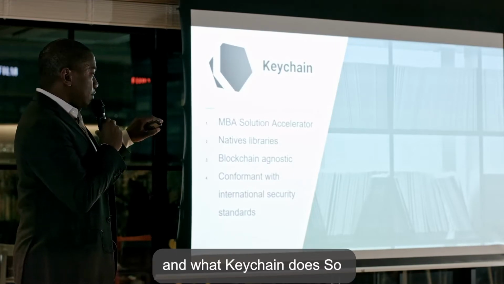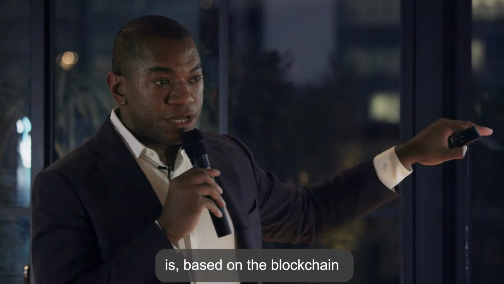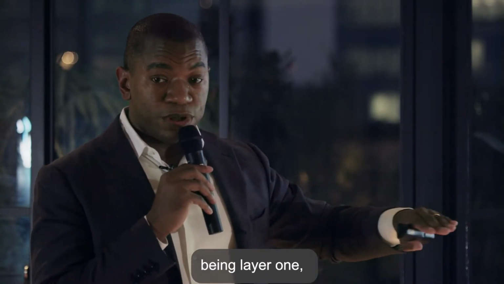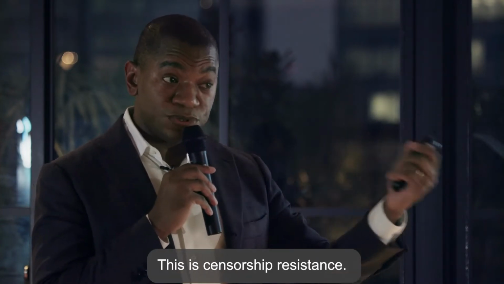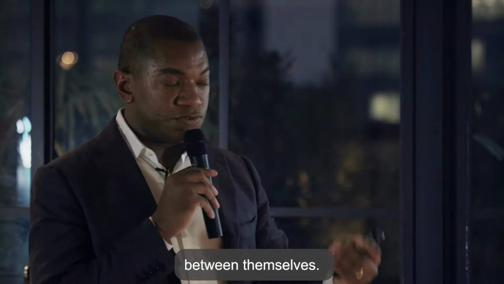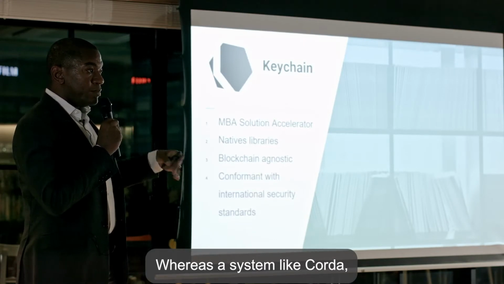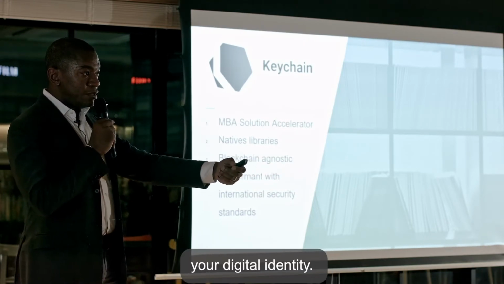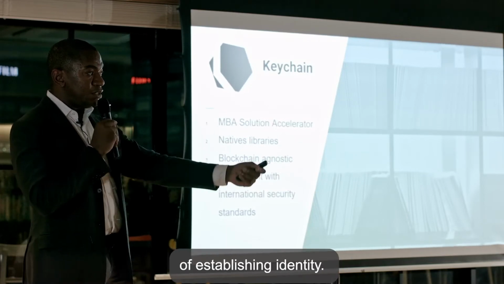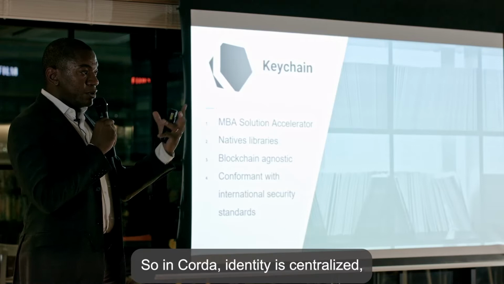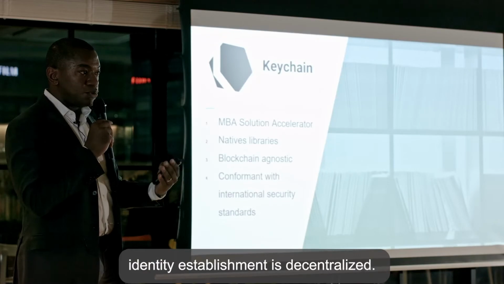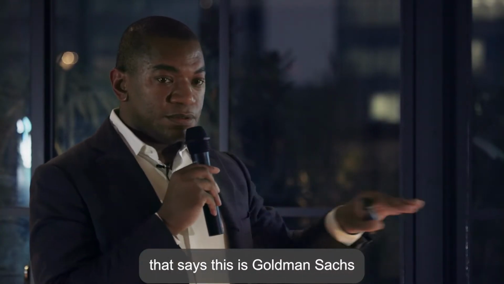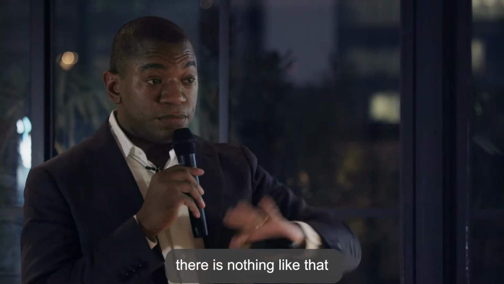Okay, so the distinction here is that Keychain is based, the blockchain being layer 1, we are based on a self-sovereign identity. Okay, this is censorship resistant. Anyone can define their own cryptographic identity, and therefore anyone can exchange data between themselves. Whereas a system like Corda, Corda gives out your digital identity, or actually they're part of the process of establishing identity. So in Corda, identity is centralized, and in Keychain, identity establishment is decentralized. There's no database that says this is Goldman Sachs' digital identity on the blockchain. There's nothing like that within Keychain.